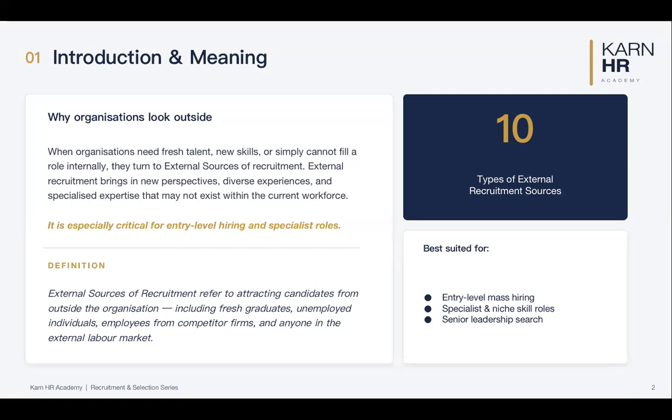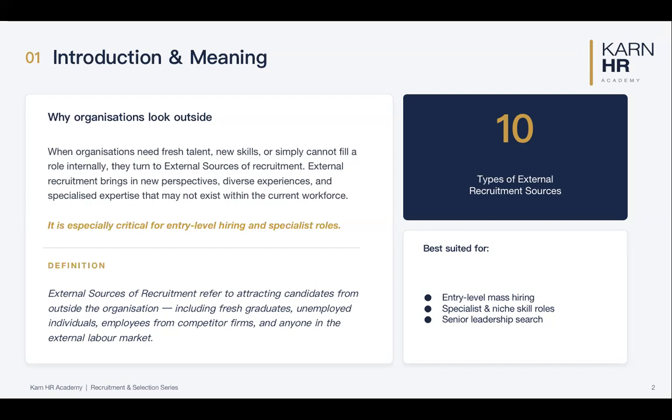So, it is especially critical for entry-level hiring and specialist roles. External source of recruitment refers to the method through which an organization attracts candidates from outside the organization to fill vacant positions. So, why do you think that companies hire outside?